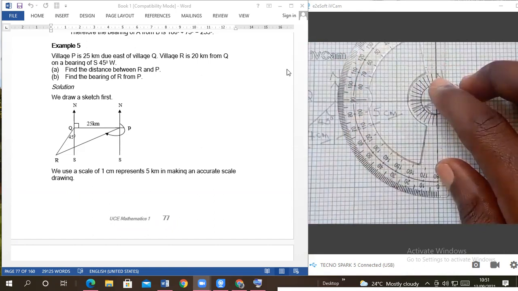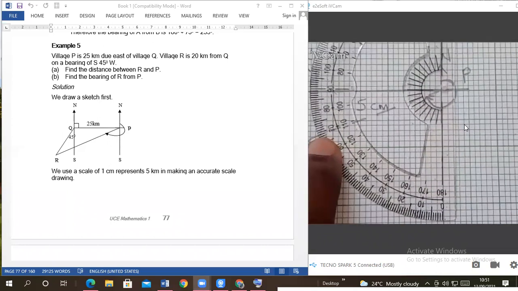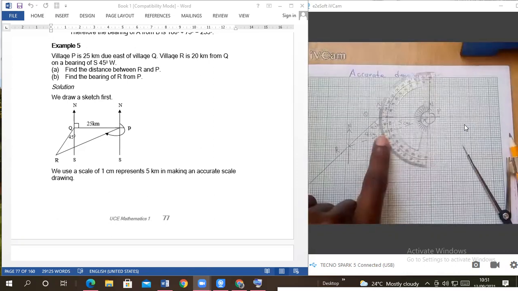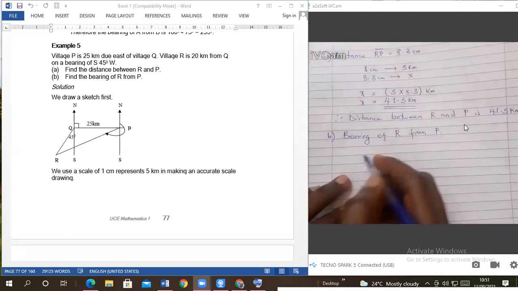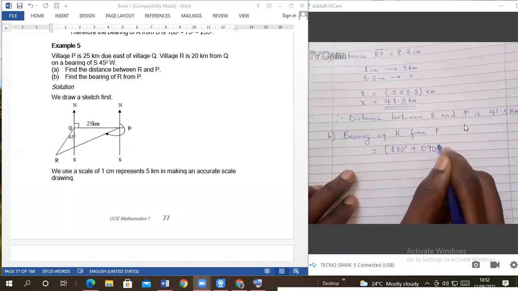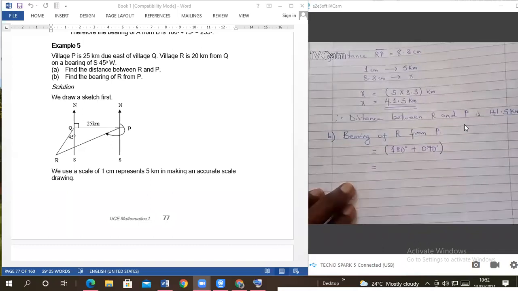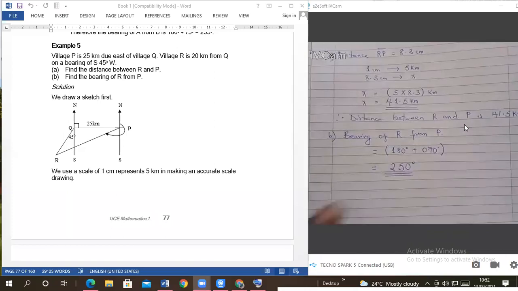Members, what is that angle? I think it is 70. Yes, good, 70. So that angle is 70. So you come here. The bearing will be 180 degrees plus 70 degrees. What's the bearing now? 180 plus 70 is 250.